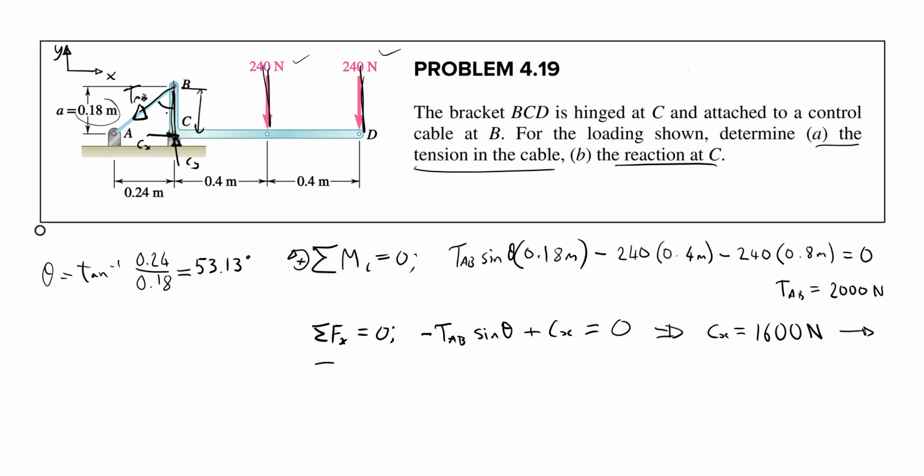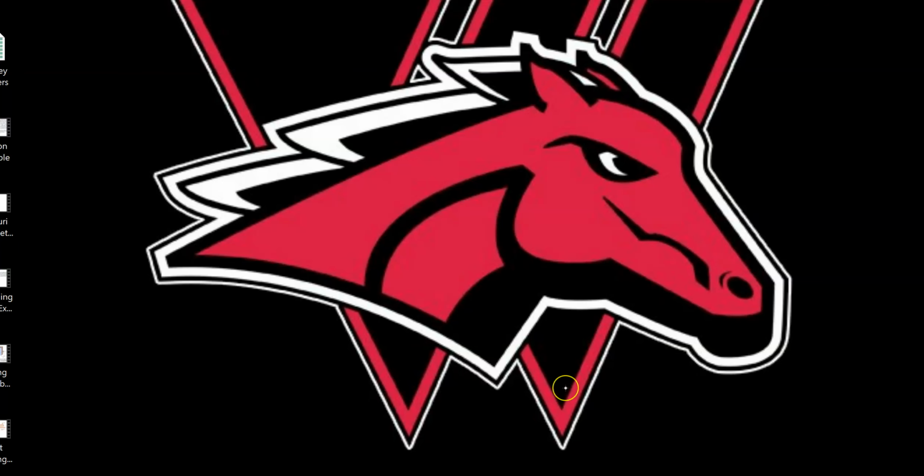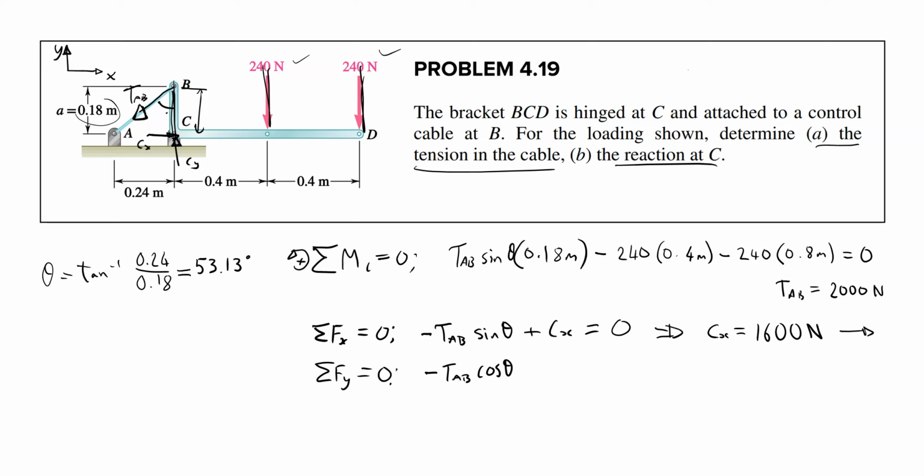Next, we're going to look at sum of forces in Y. So we're going to have TAB. Again, the Y component of TAB is in the negative Y direction, and this time we're going to use cosine theta. So now we've got plus CY minus these two 240 Newton forces that we've got, both of these. I'm just going to add them up here on the fly. So minus 480 newtons is the sum of those two forces, and that's equal to 0.